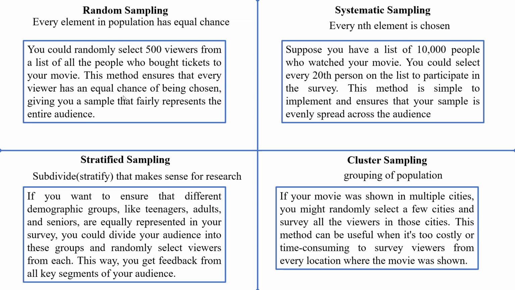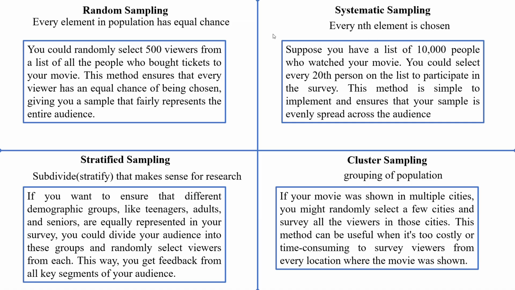In this, you randomly choose people who have watched the movie, and then you ask them how the movie was. So everybody who has watched the movie will have an equal chance in this method. Okay. The next comes the systematic method or systematic sampling method.